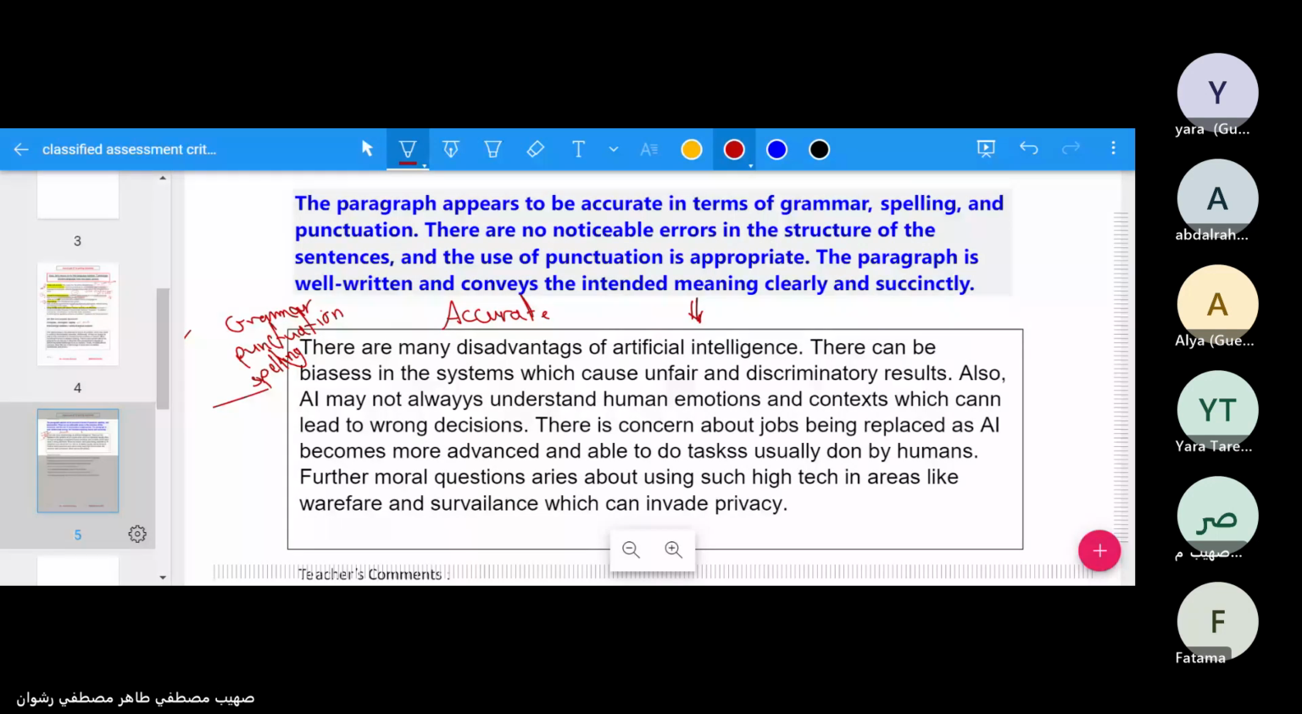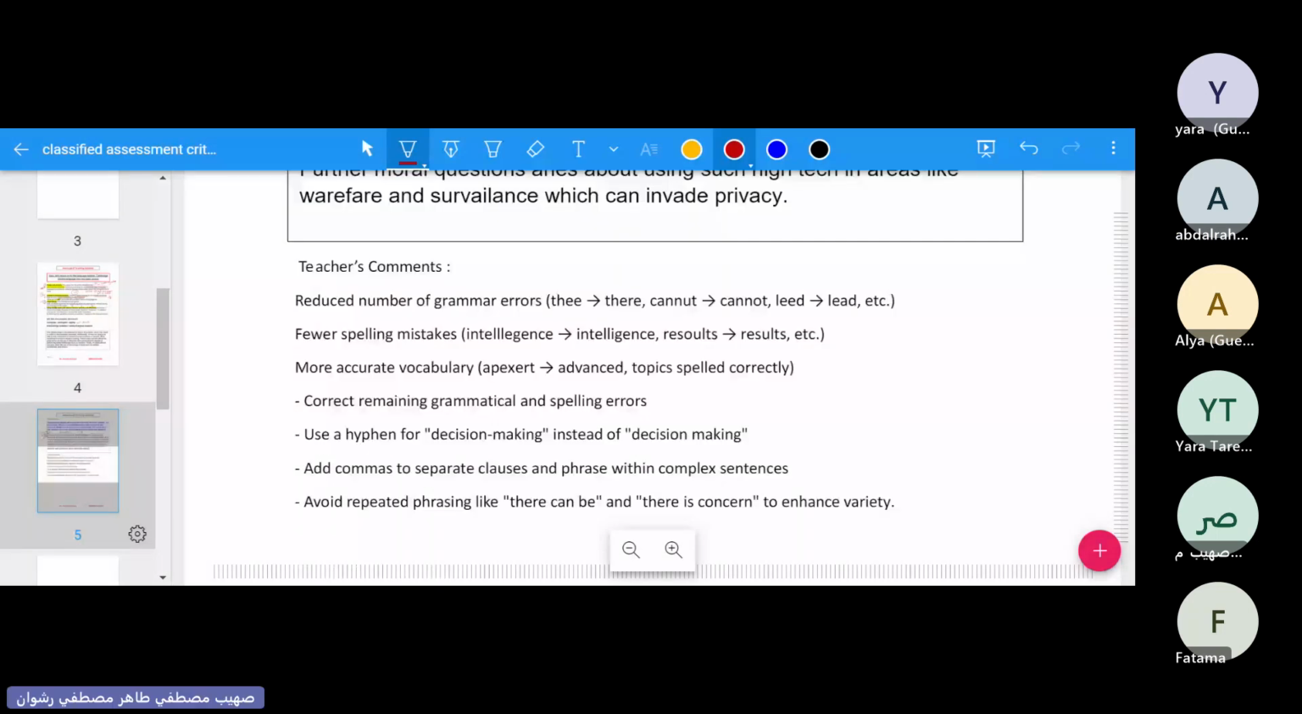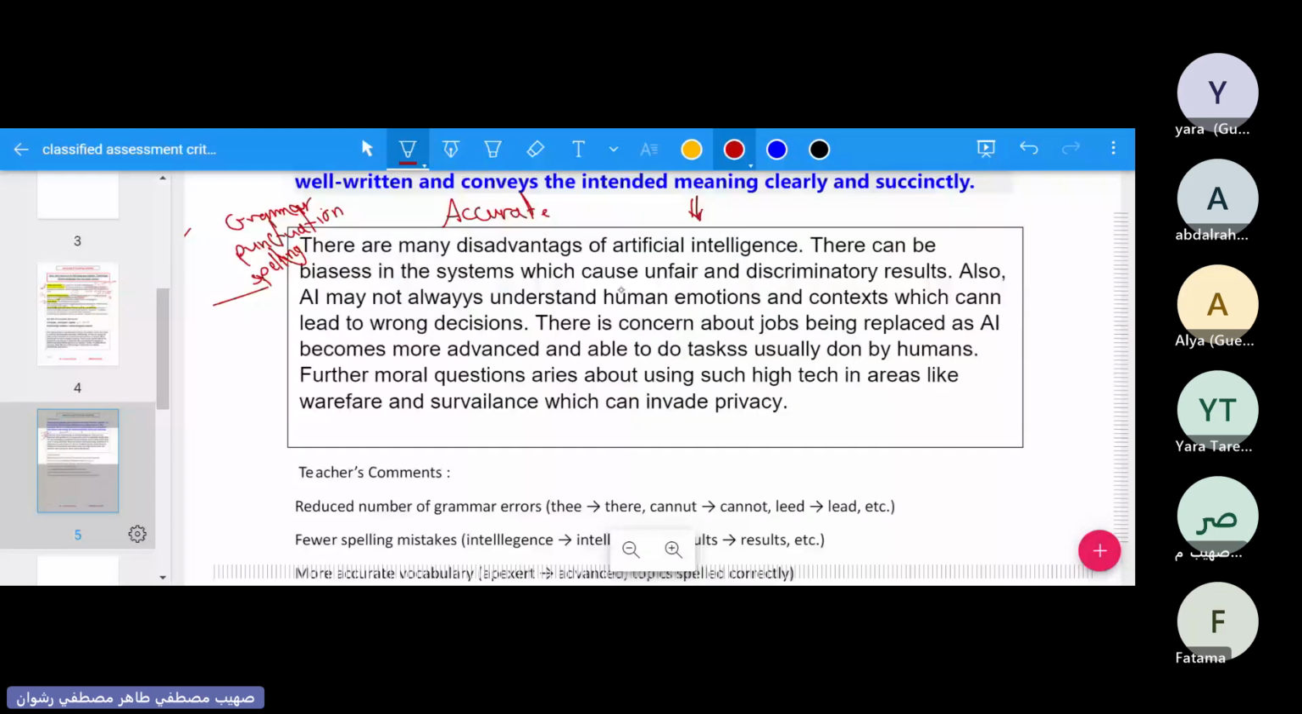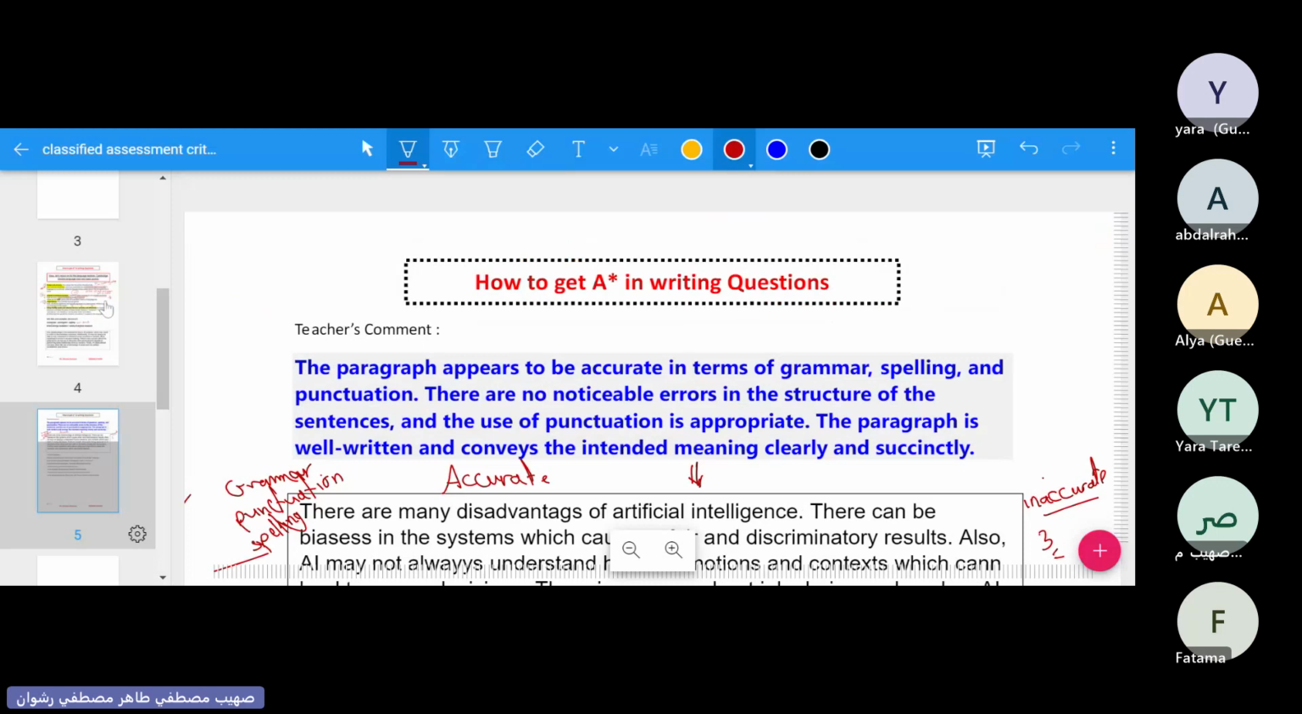Anybody can comment on the spelling? There's a lot of spelling mistakes. Yes, there are numerous spelling mistakes. So it's inaccurate in terms of spelling, also inaccurate in terms of punctuation, right? Right. This paragraph is full of problems in terms of punctuation, and even grammatical problems. So in terms of accuracy, this paragraph is inaccurate. It means it will lose at least 3 marks in terms of accuracy. Let's comment on the other part.